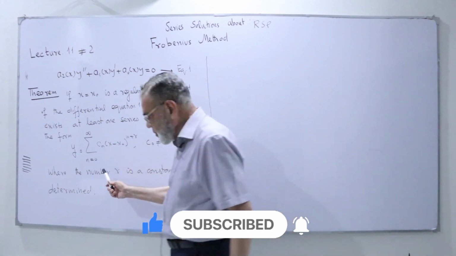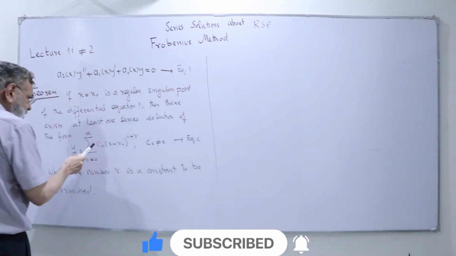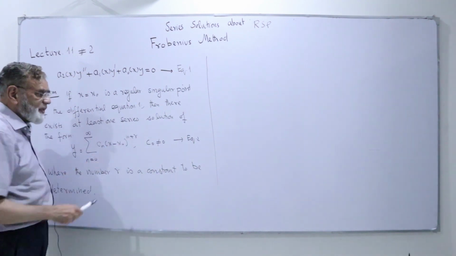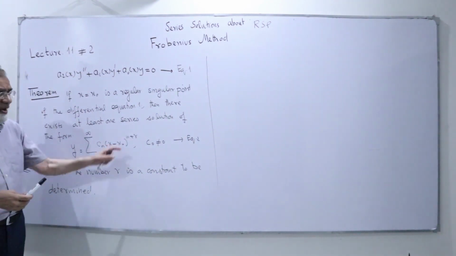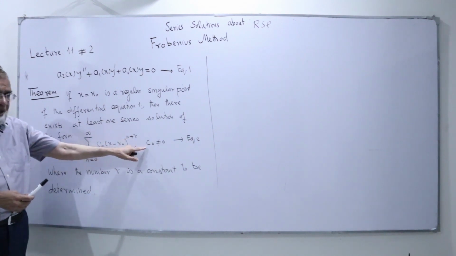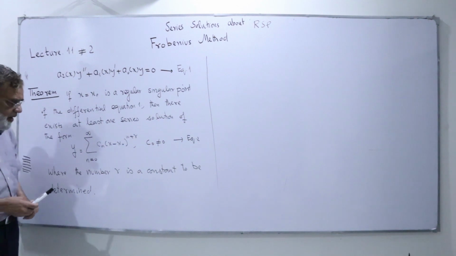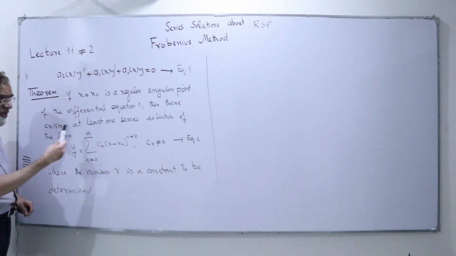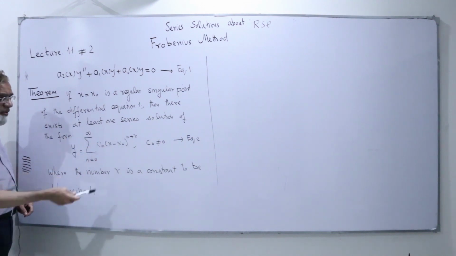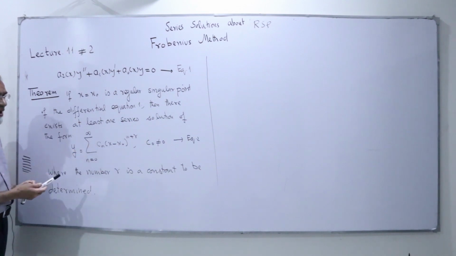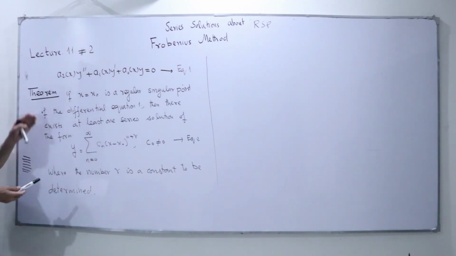That we have here: y equal to sigma, from 0 to infinity, Cn (x minus x0) to the power n plus r. In the power series method, we had the power only n. Here we are adding r. Here we put the condition that C0 is not equal to 0. Then this constant r, we want to find it, and then we put the value of r here, and then we will try to find the series solution. This converges on the interval which contains the value x0. So this is the theorem, and we apply this theorem to solve our problems.